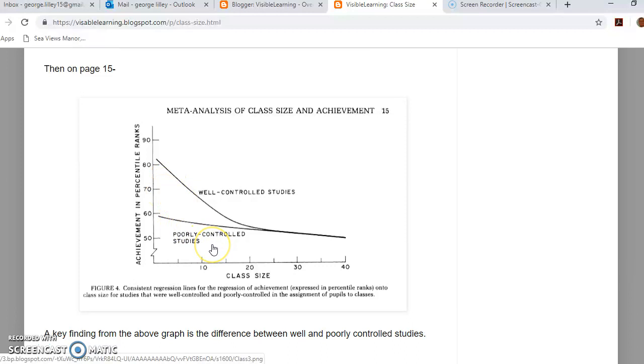In addition, they write a lot about the difference between good quality or well-controlled studies versus poorly controlled studies. Hattie never mentions this graph, nor the trend, nor the issue of well-controlled and poorly controlled studies. So with Hattie's latest mantra of the story, the story, the story, he's definitely ignored this story.